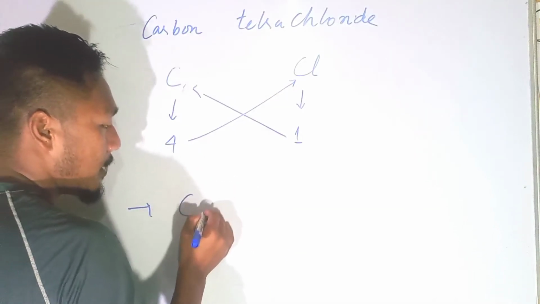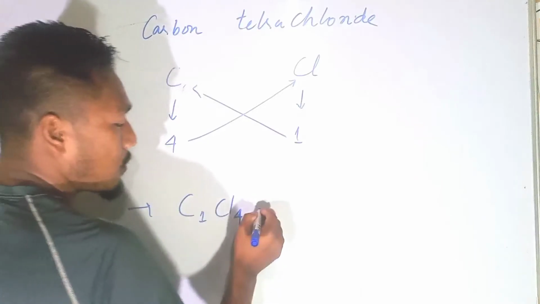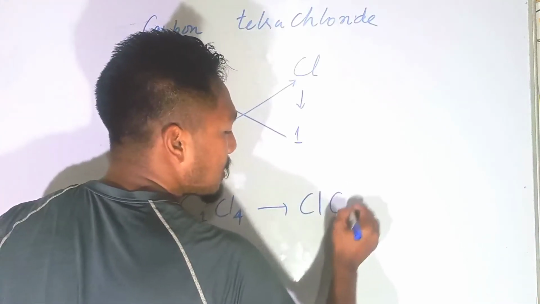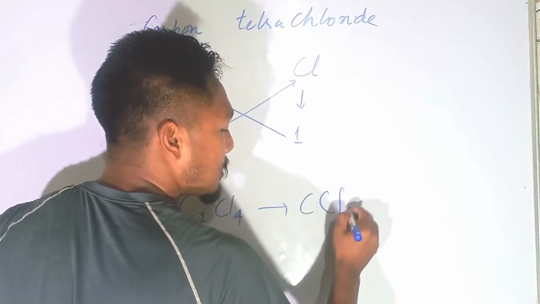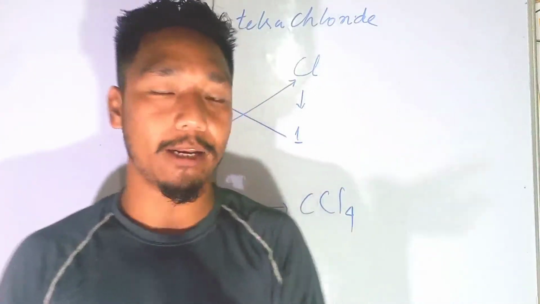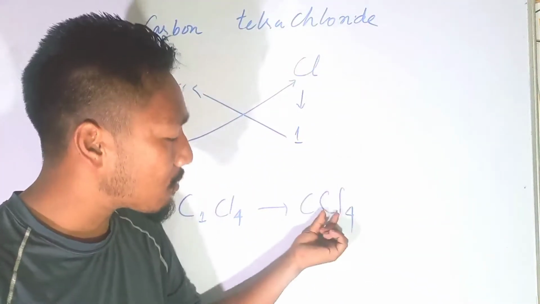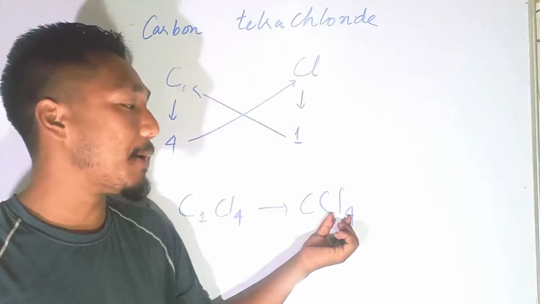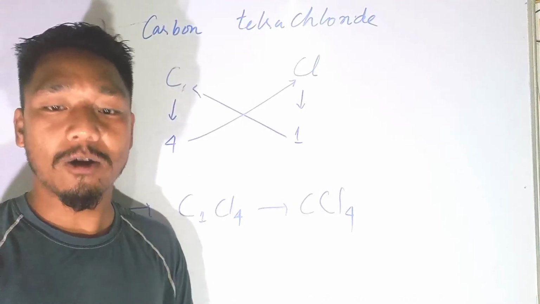So our answer will become C1Cl4, that is CCl4. That means carbon is combining with 4 chlorine atoms. That is why we say carbon tetrachloride. Tetra means Cl4, that is, carbon is combining with 4 chlorines. That is what you call carbon tetrachloride.